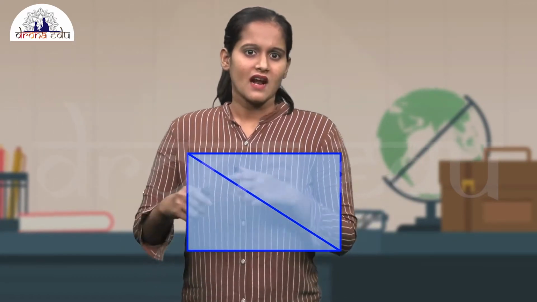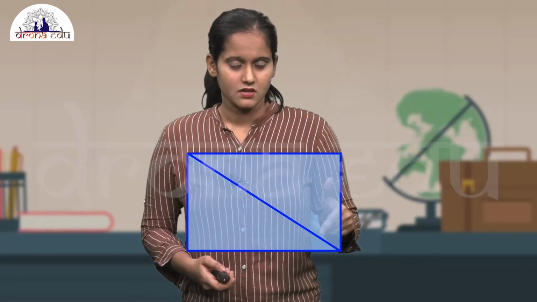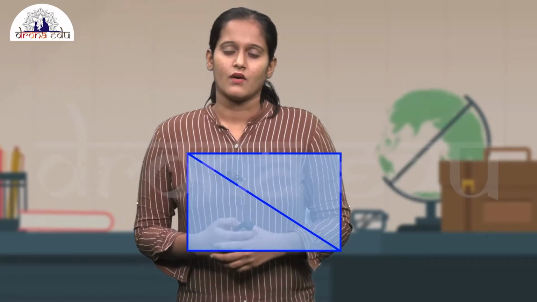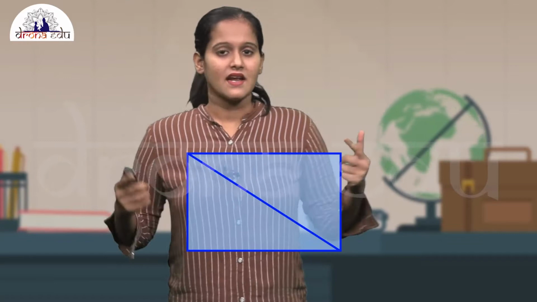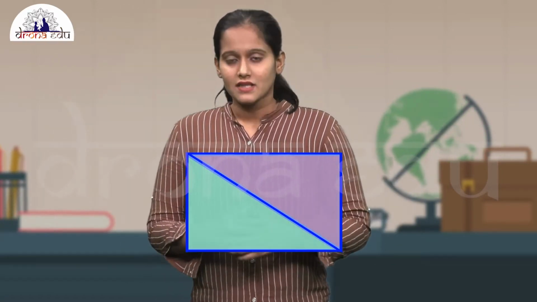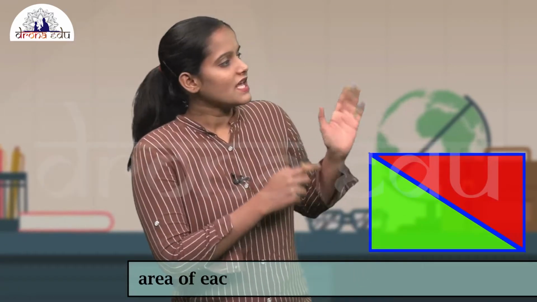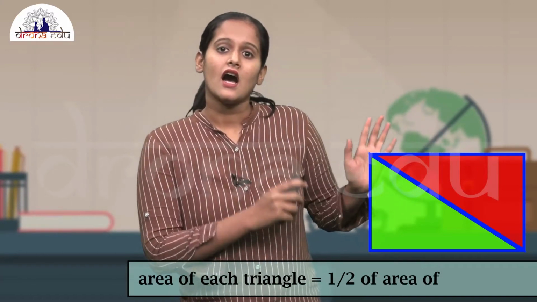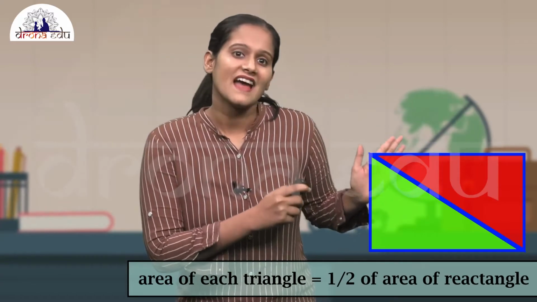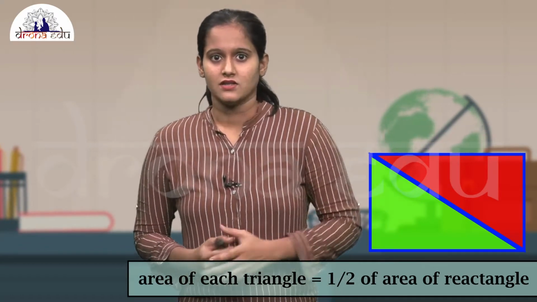But will it be able to form if there are other triangles? The answer is nothing but a parallelogram. So we will be learning this in our upcoming classes. And here, since the rectangle is formed by these 2 congruent triangles, we can write that the area of each triangle is half of the area of the rectangle. And we shall draw the 2 diagonals now.